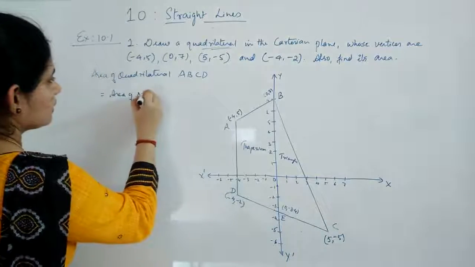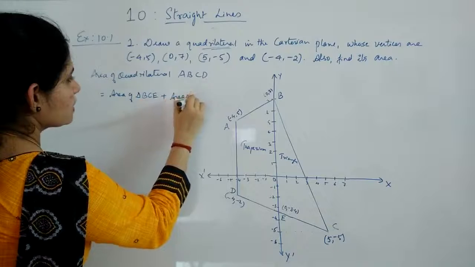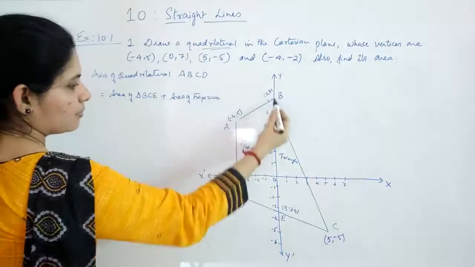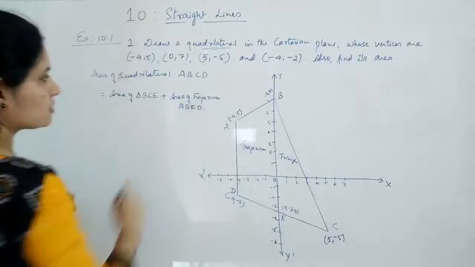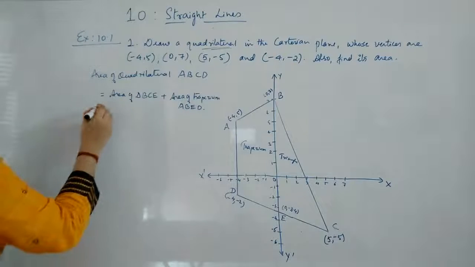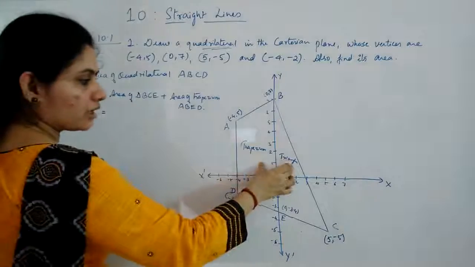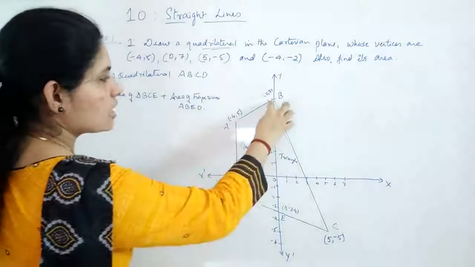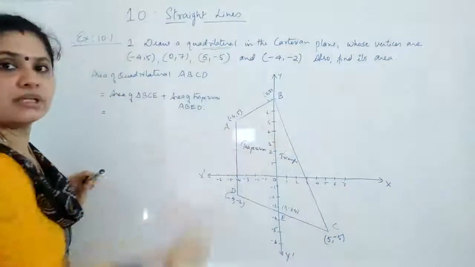Okay, so the area of the quadrilateral will be the area of triangle BCE plus the area of trapezium ABED. Okay, so these are the two things, and the addition of these two will give you the area of the quadrilateral. Now how to find out the area of the triangle from the figure or from the graph? From the graph it will be easy for you, because every length we will get from the graph itself.